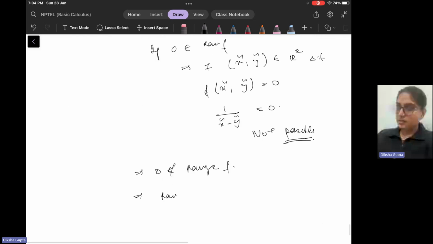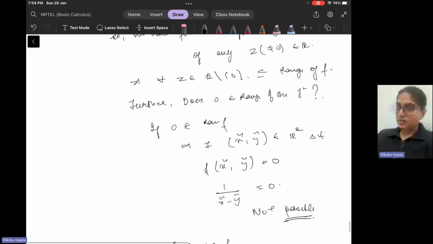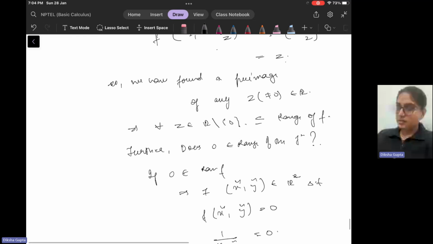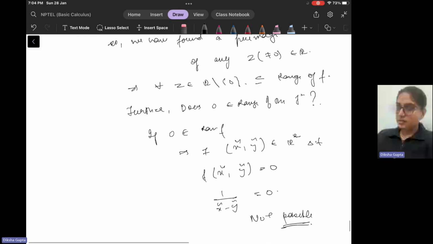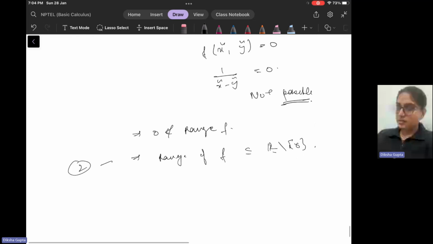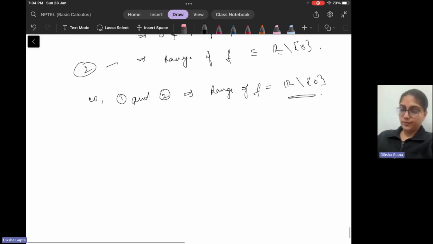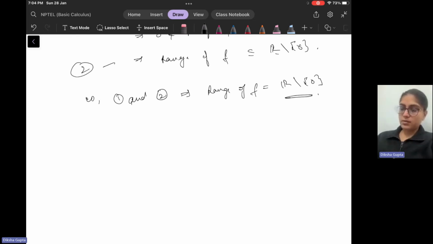Implies the range of f is contained in R minus 0. And we have shown that every non-zero z belongs to the range of f. So by 1 and by 2, the range of f is R minus 0.